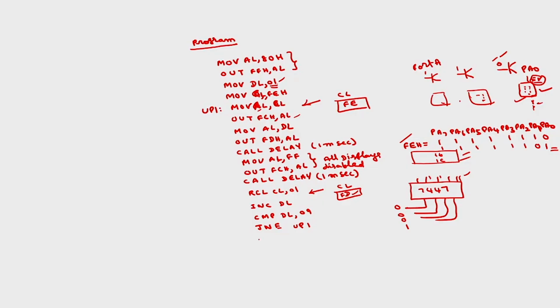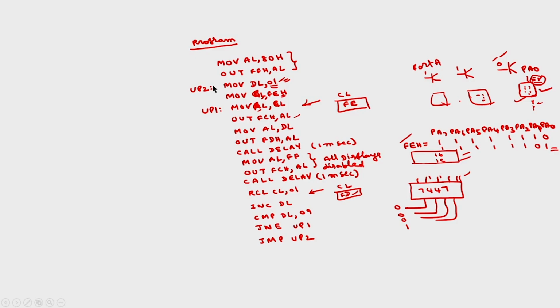After that this will be false, then you have to do an unconditional jump to up 2, so that I want to repeat the same process. So where should this up 2 be? Up 2 should be where again you take DL with 01, so that the last segment will be selected, and again you take FE to send logic 1 corresponding to this first display. So up 2 will be here.